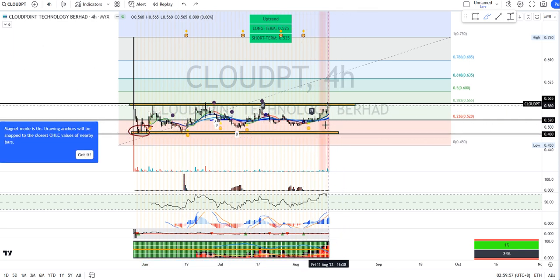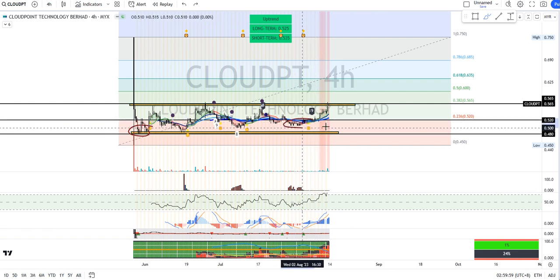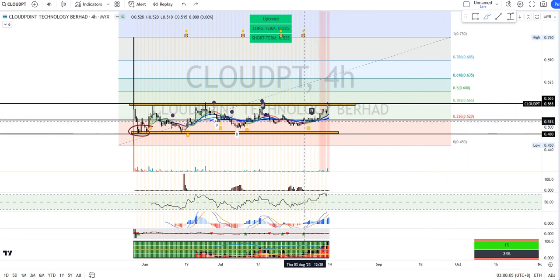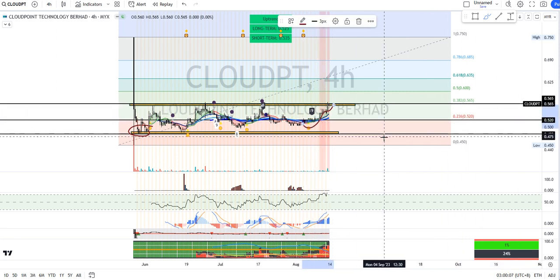Recently, it was able to form a pretty strong support around the 50 cents level, break out from this 52 cents immediate resistance level, and from there had been rallying up towards the 56, 57 cents major resistance level.